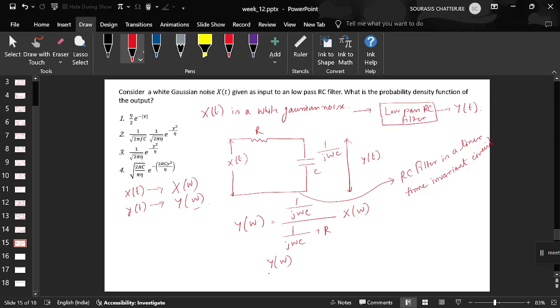So Y(omega) divided by X(omega) is equal to 1 over 1 plus j omega RC. Okay, so this is what my transfer function is. So this is equivalent to passing x(t) through an LTI system and obtaining y(t) with a transfer function of H(f), right?